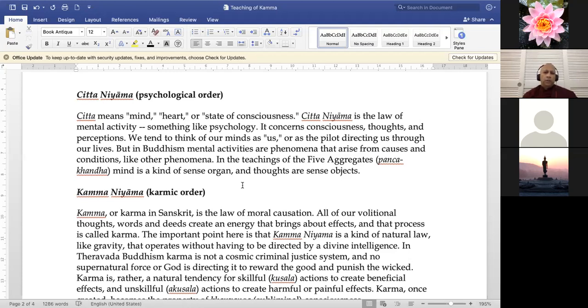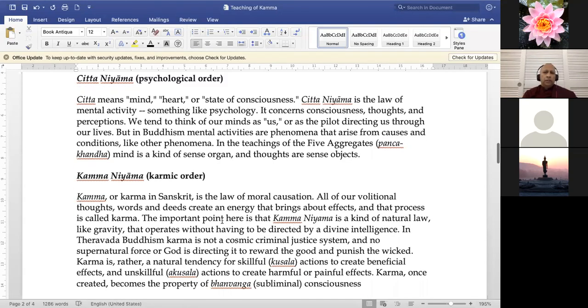All of our volitional thoughts, words, and deeds create an energy that brings about effects, and that process is called karma. This is the karmic causality, karmic causation. When you talk about the birth, life, and death of a tree, or of a mountain, any physical phenomenon, you simply apply the teaching of causality in general terms. Whereas here you apply the teaching of causality in a moral, ethical sense. We are responsible for our behavior, and also responsible for the existence of others as well.